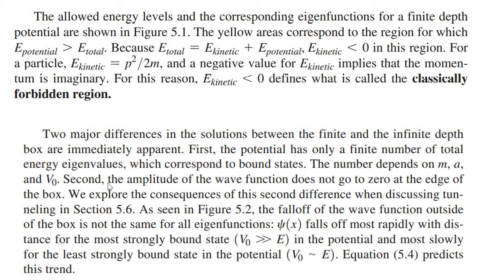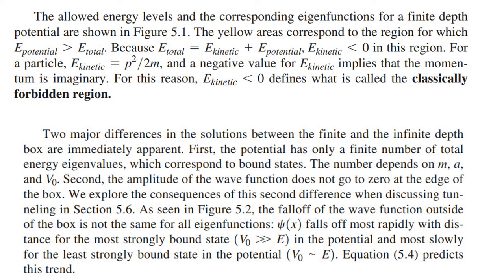Second, the amplitude of the wave function does not go to 0 at the edge. I have already mentioned that it is not necessarily 0 at the wall, like the PIB case. We explore the consequences of this second difference, that the potential is not 0 at the wall, when discussing tunneling in the next section. As I also mentioned earlier, this is somehow connected to what we know as the tunneling problem.